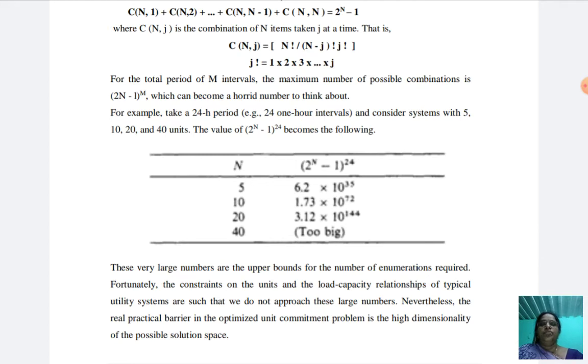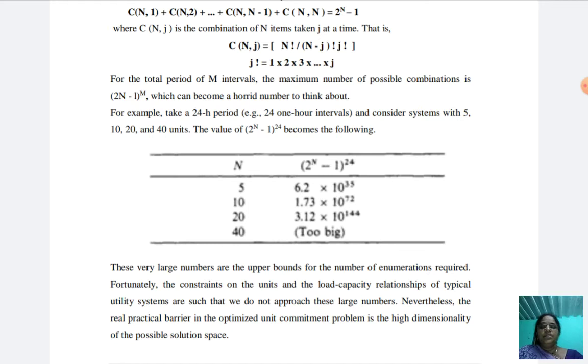I take N equal to 5, 10, 20 and 40. The period M is a 24-hour period. Then the maximum number of possible combinations is (2^N minus 1) to the power M. Now you see the calculated values: for 5 units it is 6.2 times 10 to the power 35; for 10 units, 1.73 times 10 to the power 72; for 20 units, 3.12 times 10 to the power 144; and for 40 units, it is huge.